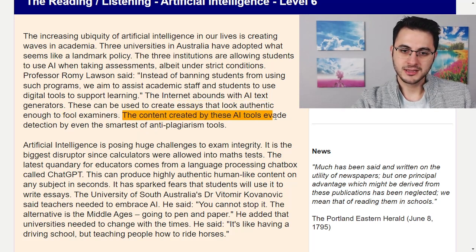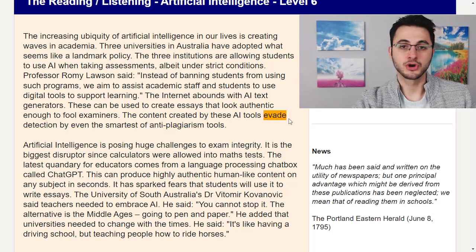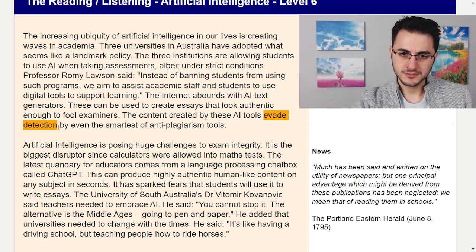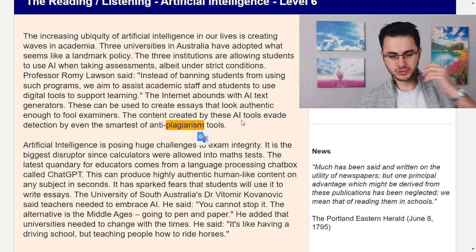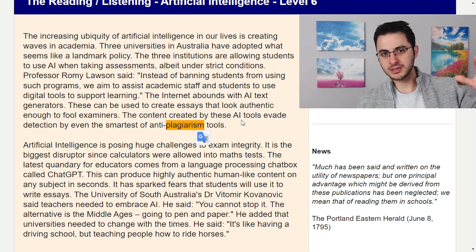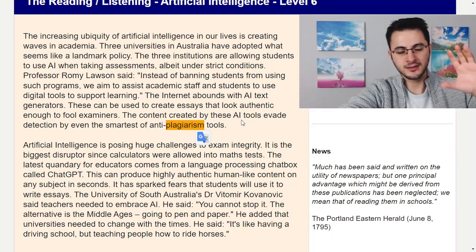The content created by these AI tools evades detection by even the smartest of anti-plagiarism tools. Evade detection. Evade means it's similar to avoid. So they can avoid detection by even the smartest of anti-plagiarism tools. So plagiarism means copying, right? So on the internet there are tools, for people who don't know, that check, did you copy your text, did you copy your essay from another article, from another source directly, or did you write it yourself, right? Those tools can find that.